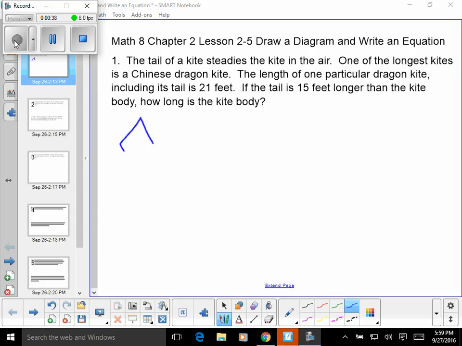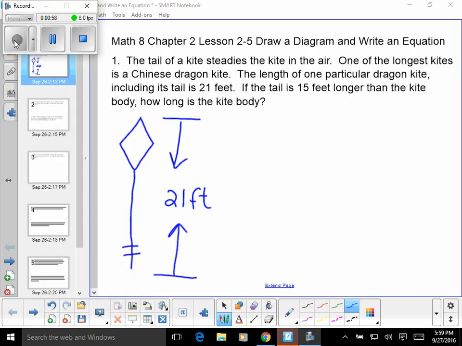Making a little diagram, we know we have the body of the kite, and then you have the tail. In the problem, it tells us that the entire length is 21 feet. So from the end of the tail to the body, that's going to be 21 feet. Now, the tail is 15 feet longer than the body. We do not know how long the body of the kite is because that's our question. How long is the kite body?